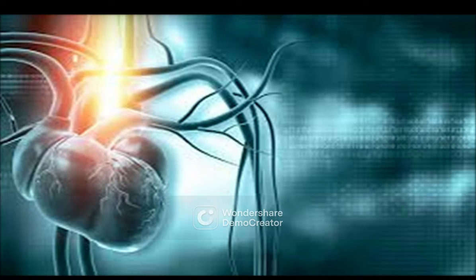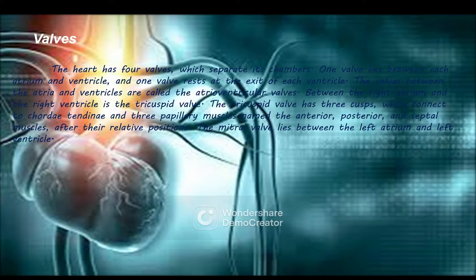Then I'm going to talk about valves. The heart has four valves which separate its chambers. One valve lies between each atrium and ventricle, and one valve rests at the exit of each ventricle. The valves between the atria and the ventricles are called the atrioventricular valves. Between the right atrium and the right ventricle is the tricuspid valve. The tricuspid valve has three cusps, which connect to chordae tendineae and three papillary muscles named the anterior, posterior, and septal muscles after their relative positions.